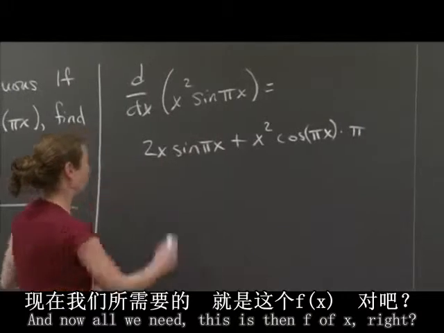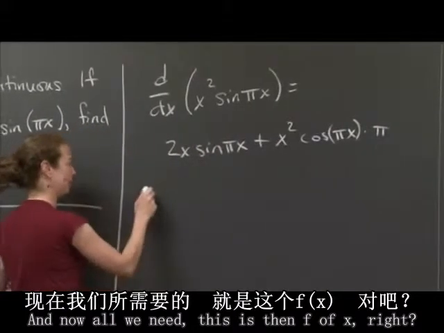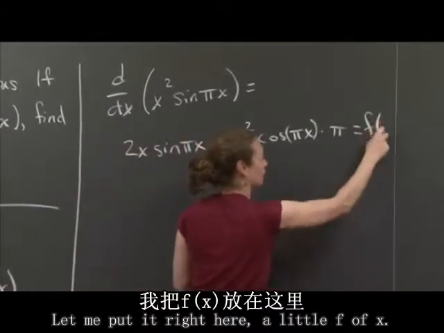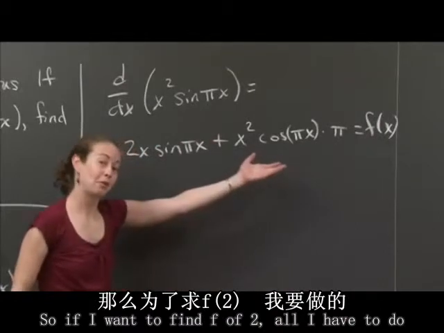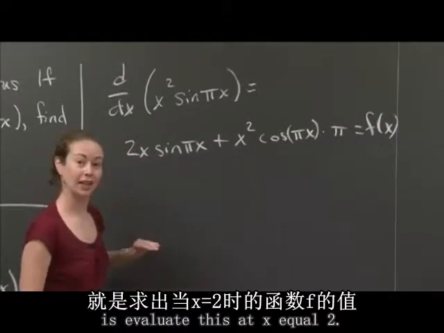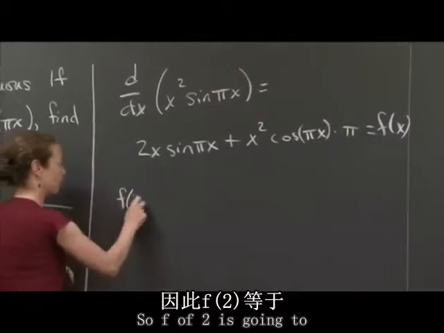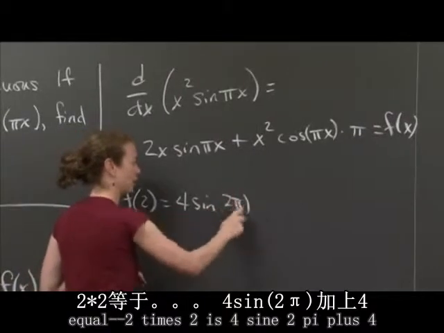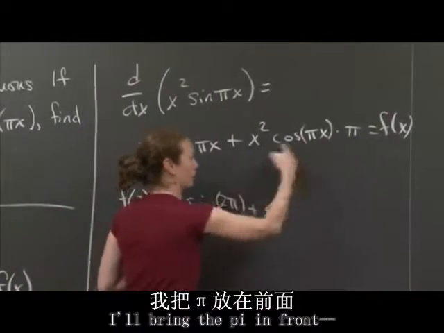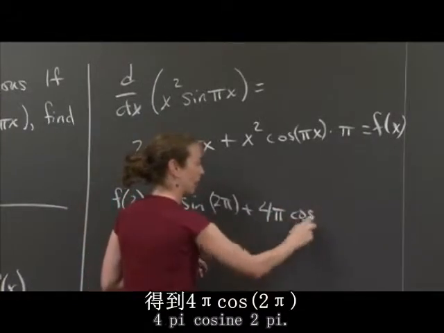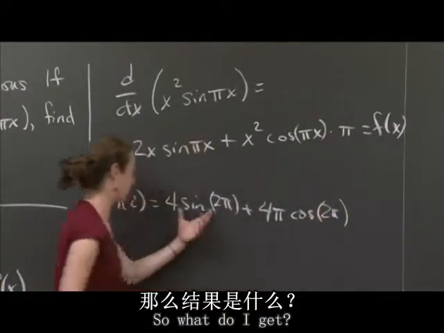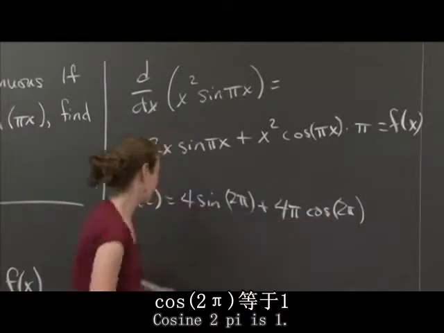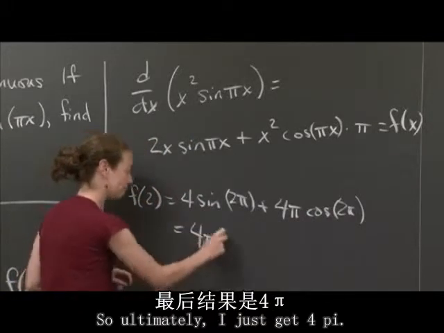This is then f of x. So I'll just remind us, this is little f of x. If I want to find f of 2, all I have to do is evaluate this at x equal 2. So f of 2 is going to equal 2 times 2 is 4 sine 2 pi plus, bringing the pi in front, 4 pi cosine 2 pi. Sine 2 pi is 0, cosine 2 pi is 1, so ultimately I just get 4 pi.